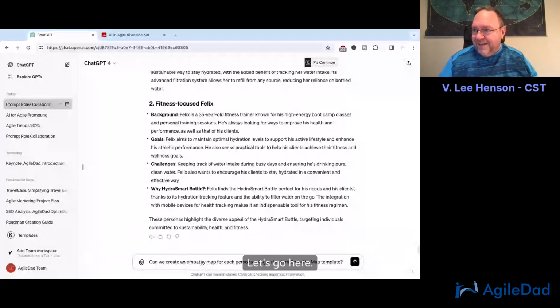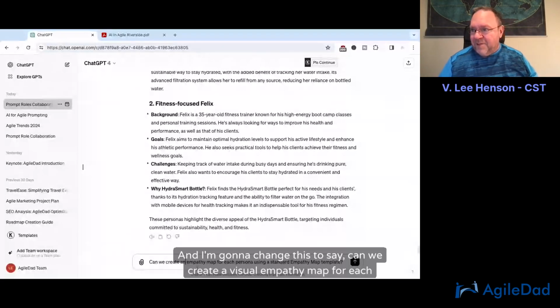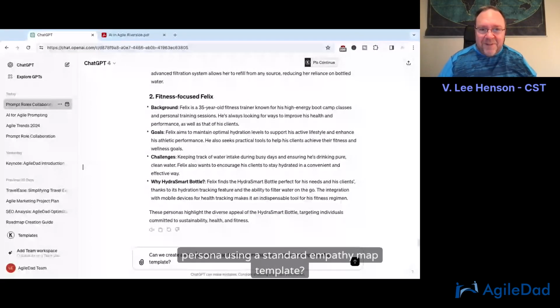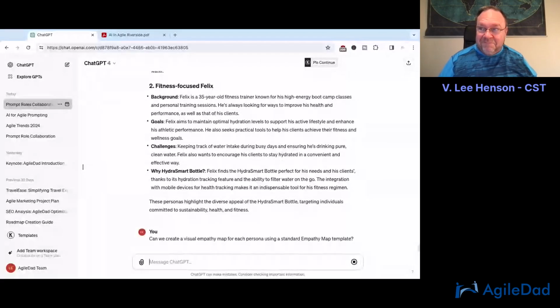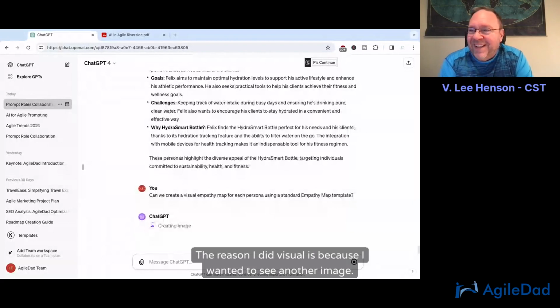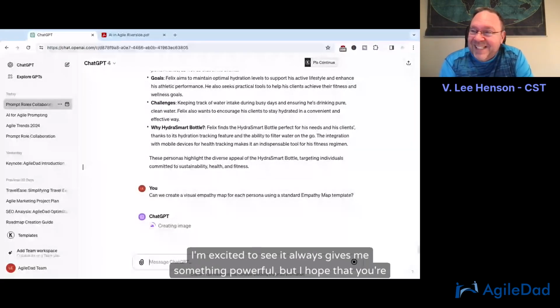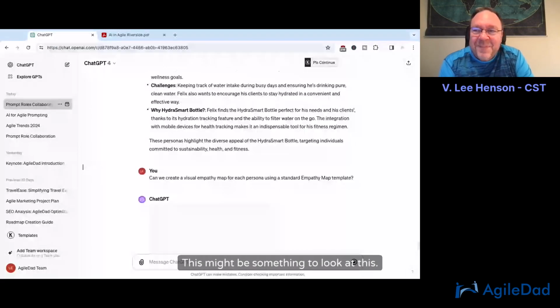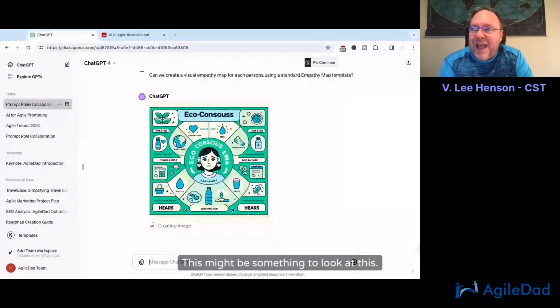Let's go here. And I'm going to change this to say, can we create a visual empathy map for each persona using a standard empathy map template? The reason I did visual is because I wanted to see another image. Let's see what it comes up with for these 2 personas. I'm excited to see. It always gives me something powerful. But I hope that you're understanding the intensity of using chat.